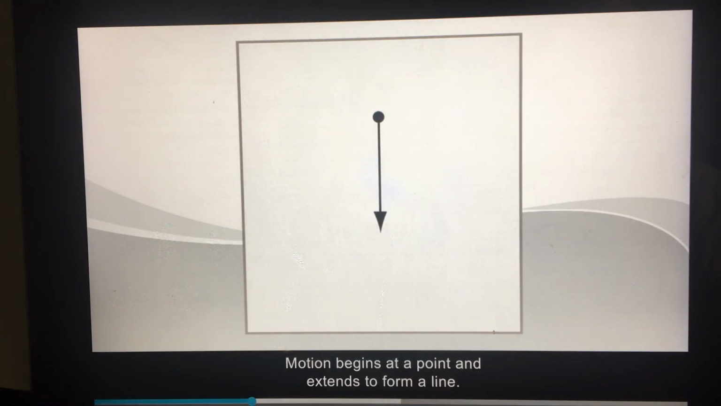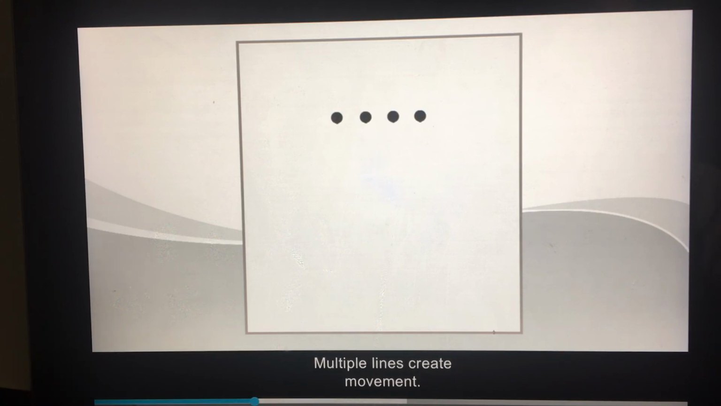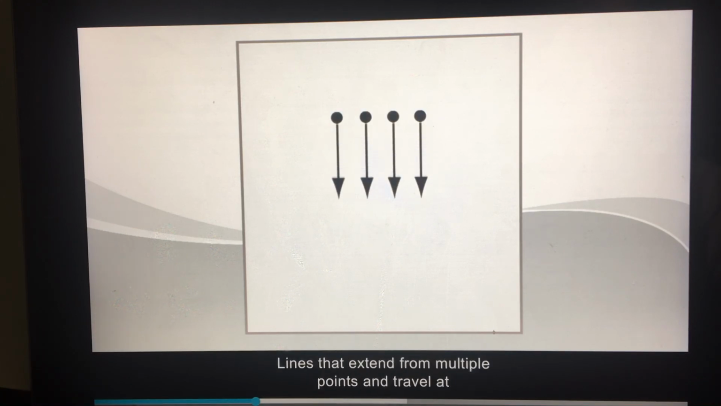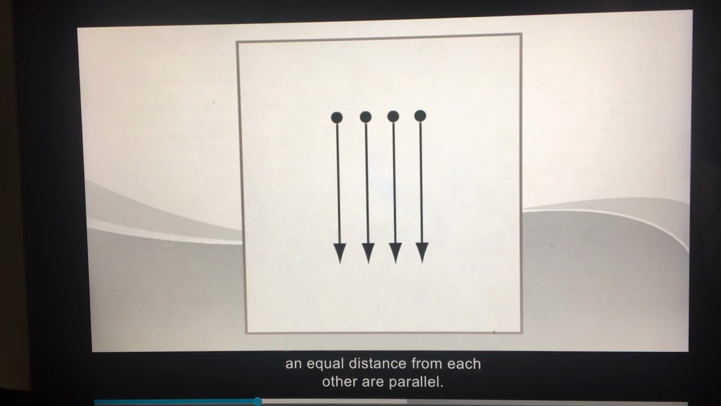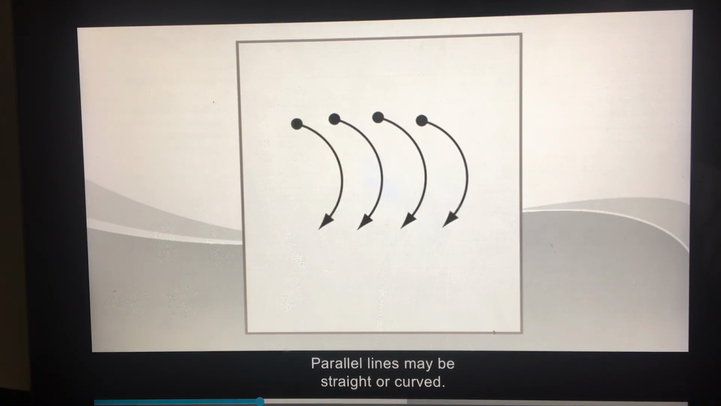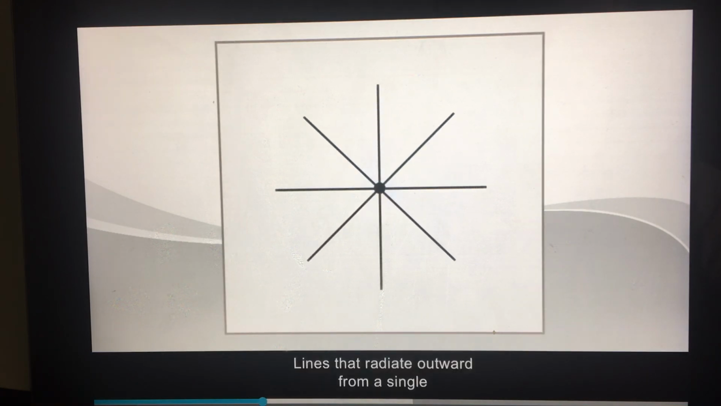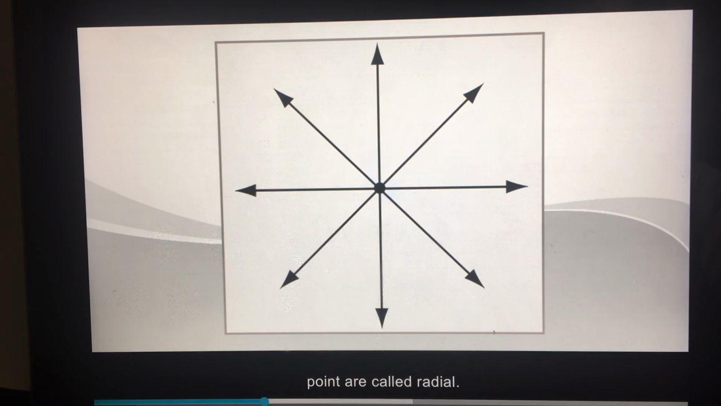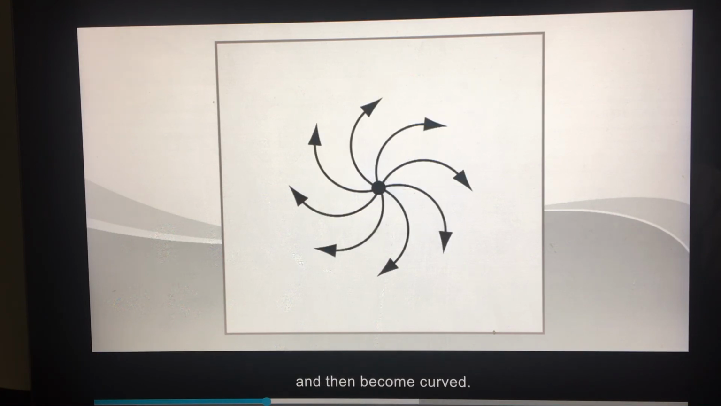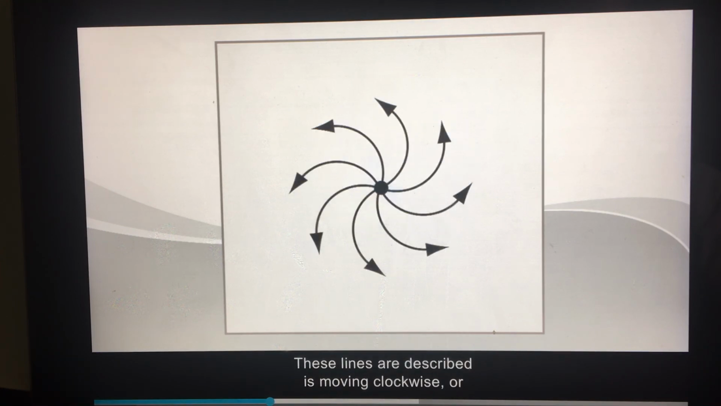Motion begins at a point and extends to form a line. Multiple lines create movement. Lines that extend from multiple points and travel at an equal distance from each other are parallel. Parallel lines may be straight or curved. Lines that radiate outward from a single point are called radial. These lines may begin as straight lines and then become curved. These lines are described as moving clockwise or counterclockwise.